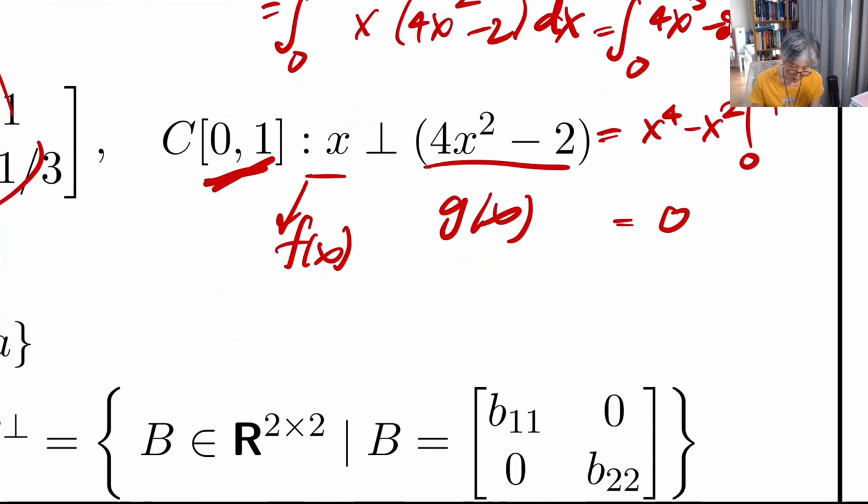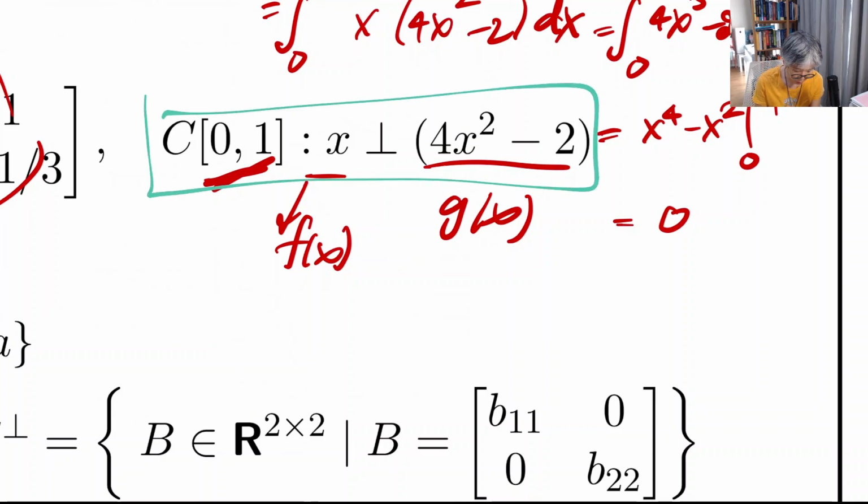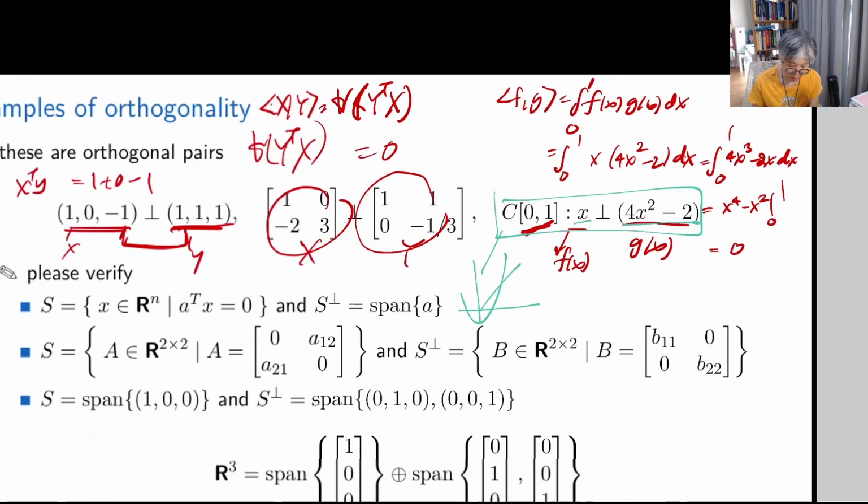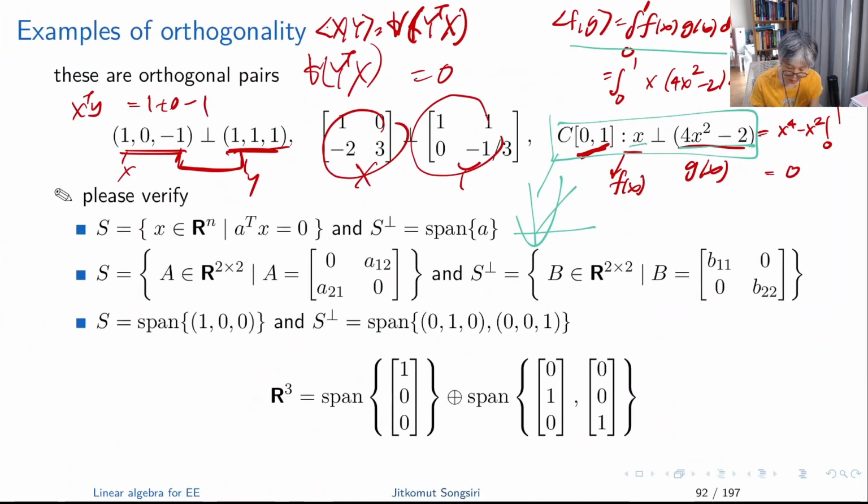So from this result, in this example, I would like you to take a look that when we talk about the space of functions, one function is linear in x, another function is quadratic, right? So now we have this concept that these two functions are orthogonal. They are orthogonal in the sense that we use this inner product to define the degree of being perpendicular. Okay.